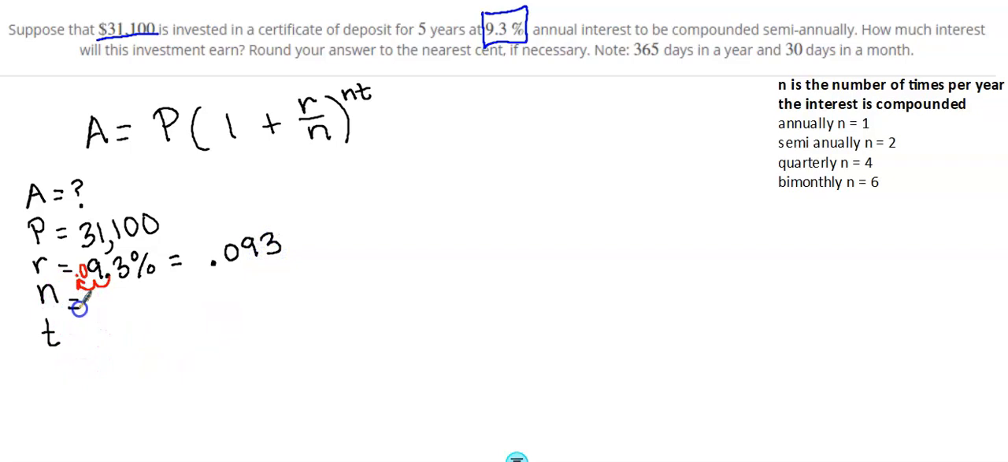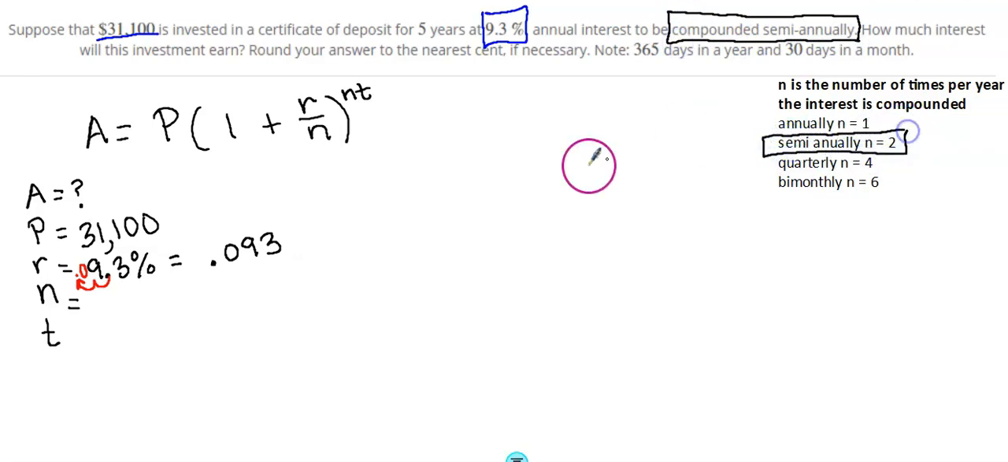The number of times in 1 year. This is where we look for the word compounded semi-annually. So that is classified right here. Semi-annually means twice a year. And then how many years are we holding this deposit? 5 years. We put a 5 here.